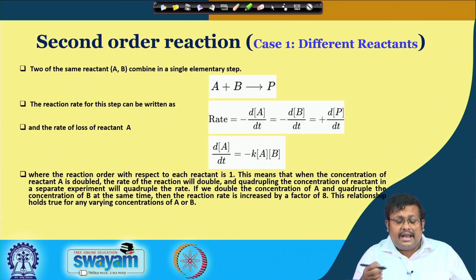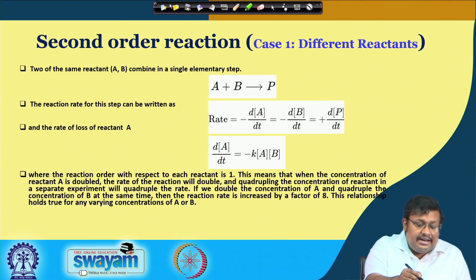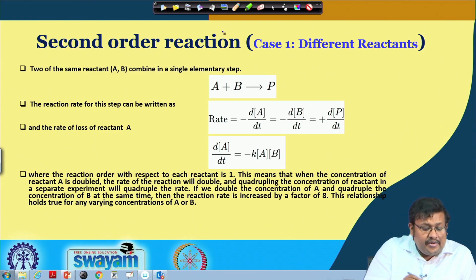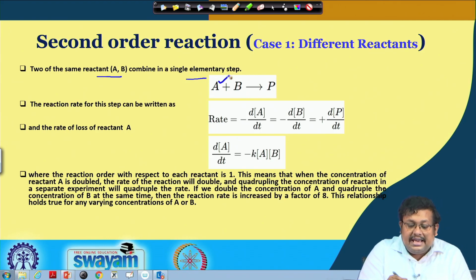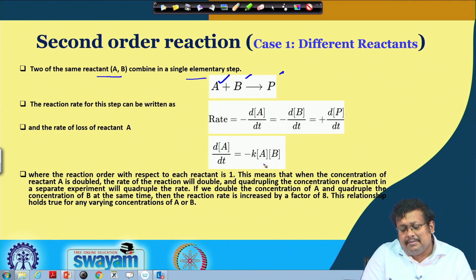Now the other case, where different reactants are present. Two different reactants, A and B, combine in a single elementary step, A plus B equal to P. The reaction rate for this step can be written as rate, that is minus dA by dt equal to minus dB by dt equal to dP by dt. In other words, the rate of loss of reactant A is equal to K multiplied by the product of the concentrations of these two reactants.